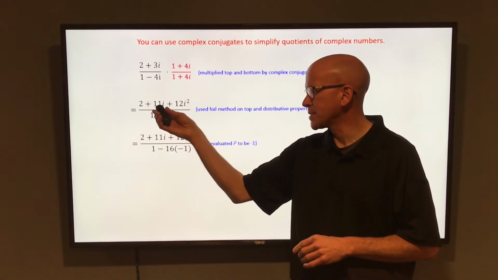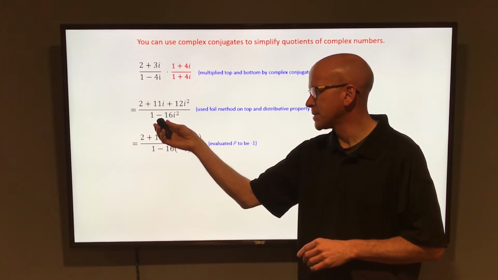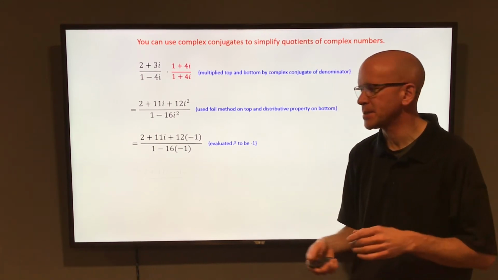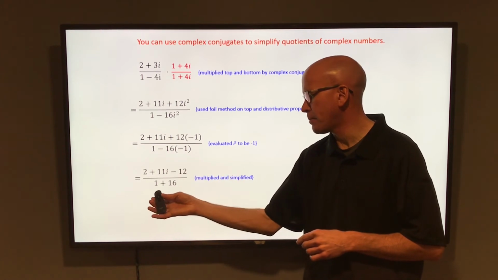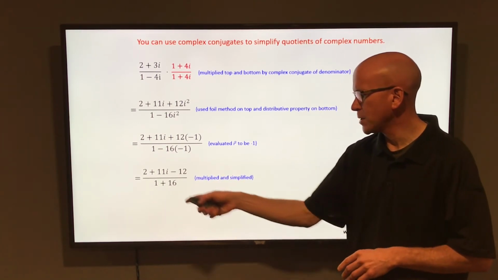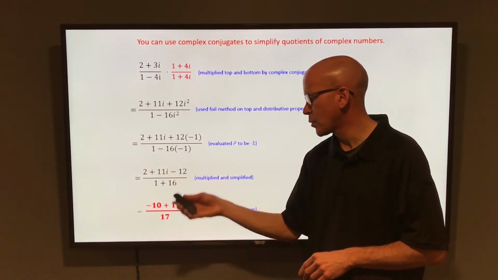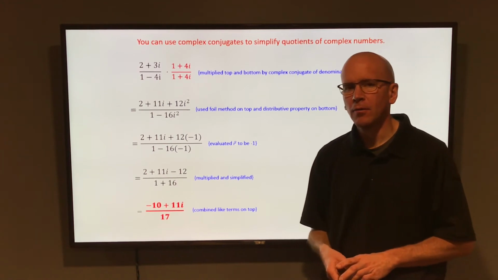So on top, 2 plus 11i plus 12 times negative 1. And in the denominator, 1 minus 16i squared would be 1 minus 16 times negative 1. Watch your signs. 12 times negative 1, that is negative 12. And negative 16 times negative 1, that would be a positive 16. 1 plus 16 in the denominator is 17. And in the numerator, 2 and negative 12, that is negative 10. So that'd be negative 10 plus 11i all over 17.